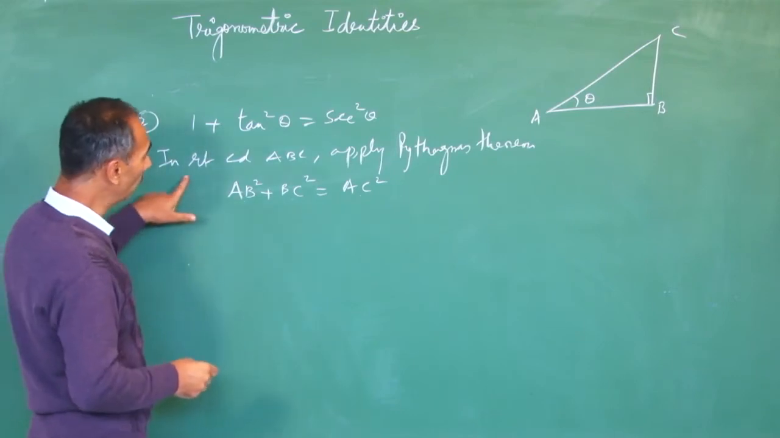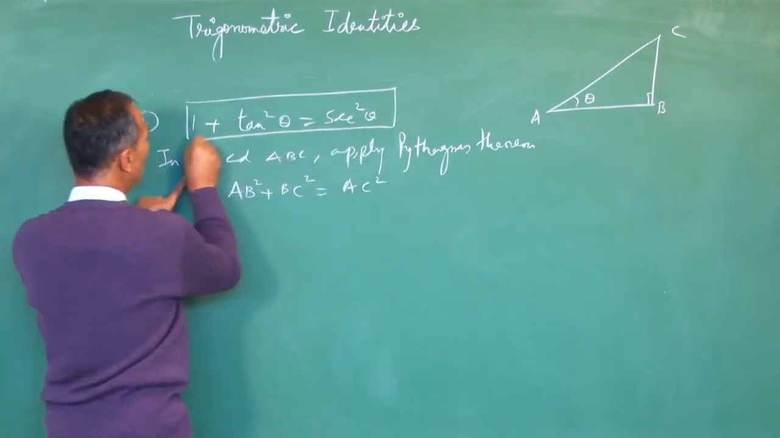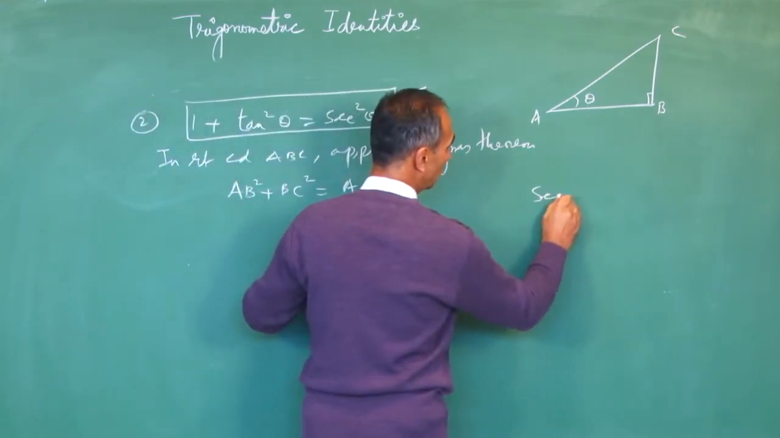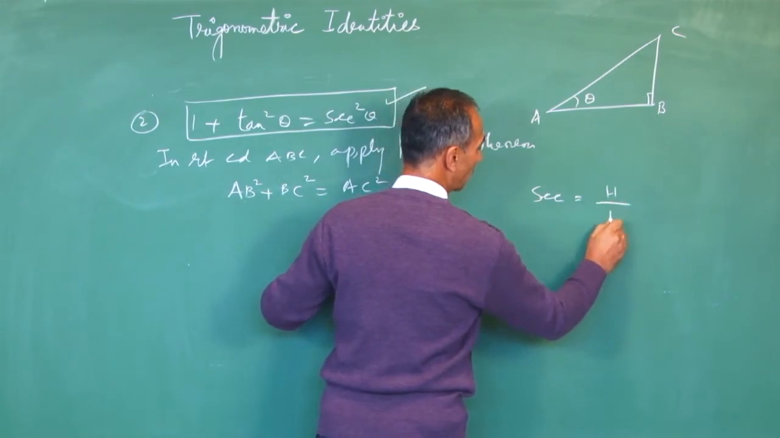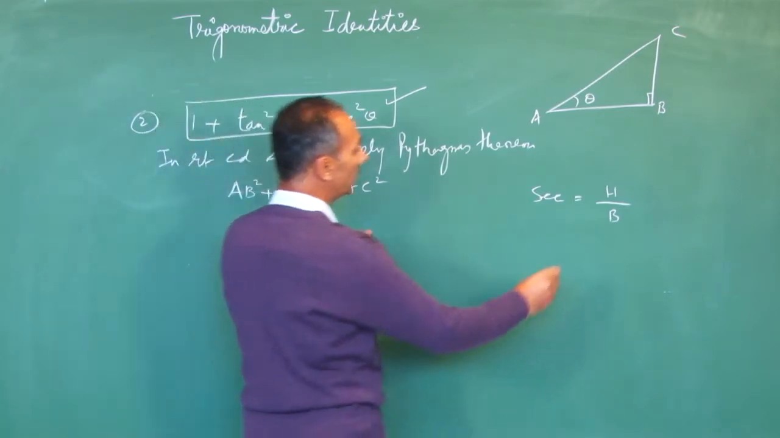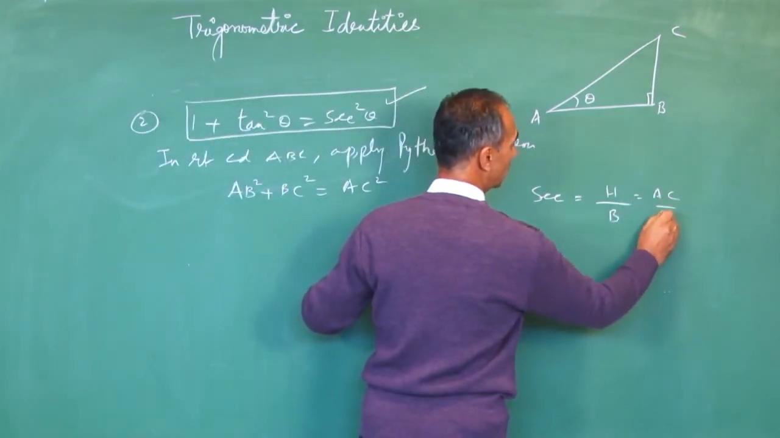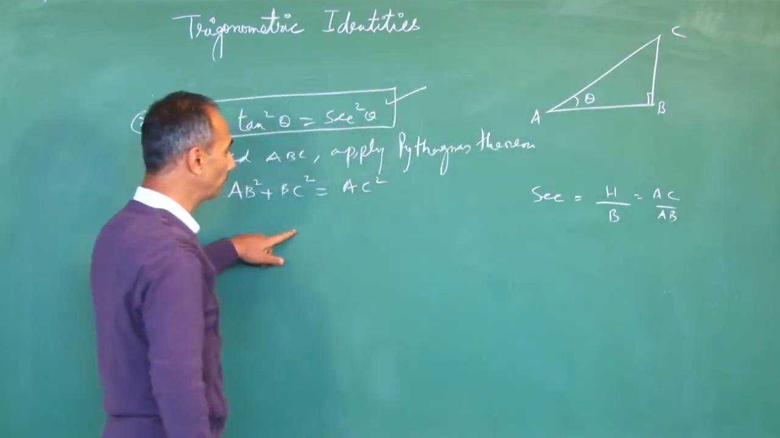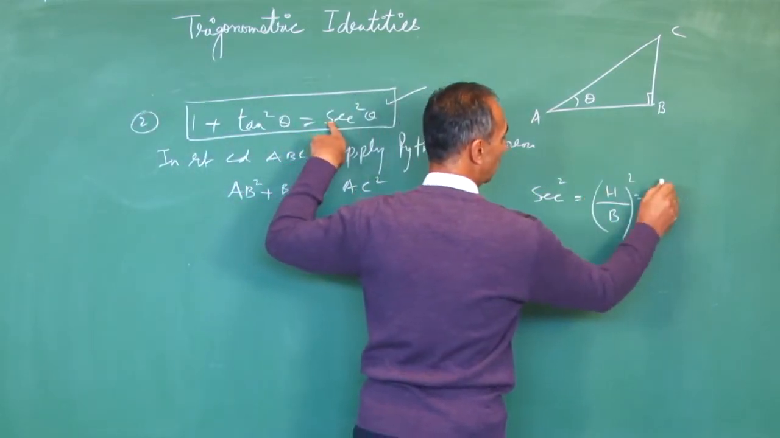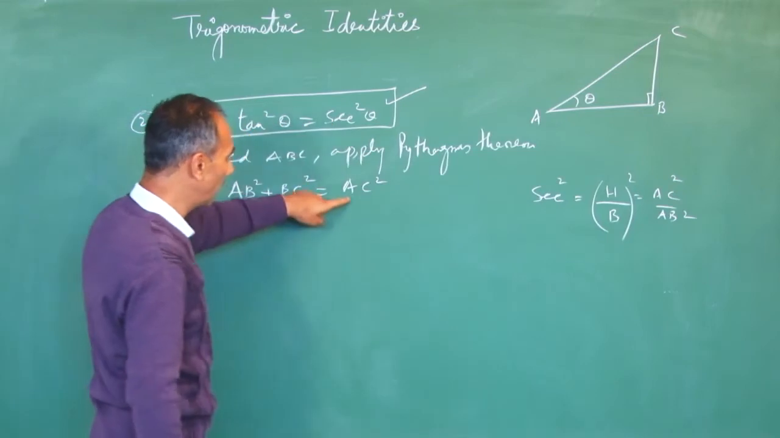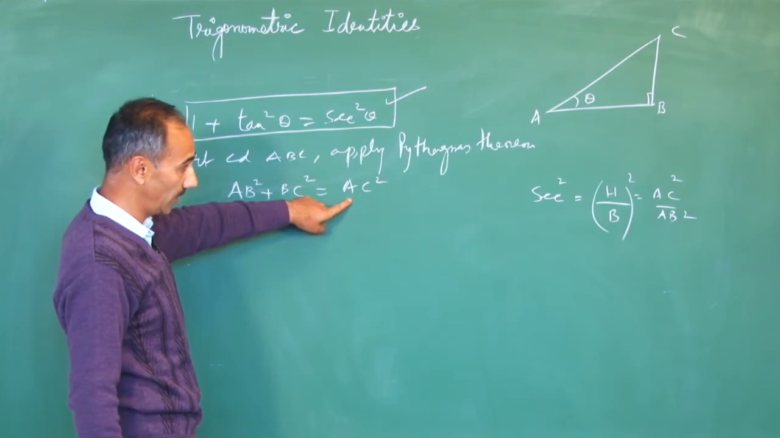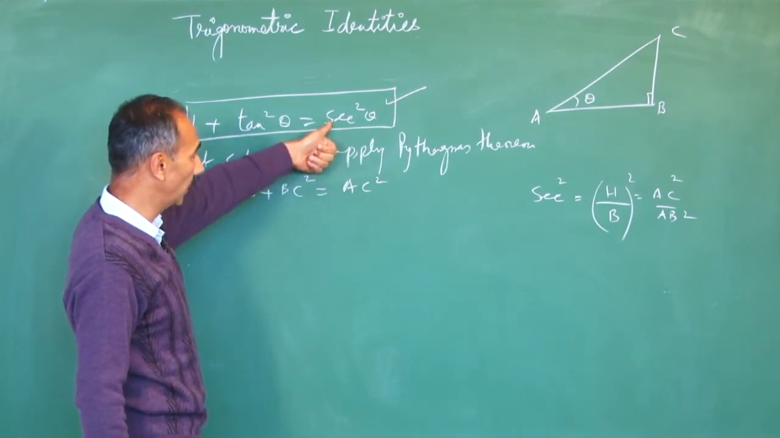Now, if you observe the result that you have to prove, you want secant square on the right hand side. And what is secant? Secant is hypotenuse by base, because cos is base by hypotenuse, so secant is hypotenuse by base. In this case, hypotenuse is AC and base is AB. So I want secant square theta. That means secant square theta will be AC square by AB square. I already have AC square, so you want it to be divided by AB square so that you get the right hand side.